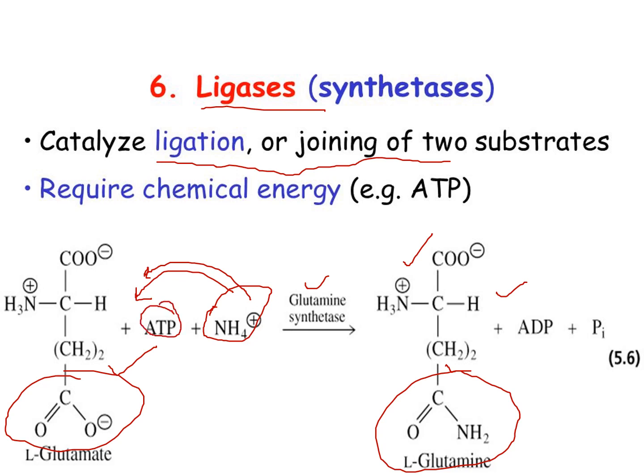So these are the 6 major classes of enzymes. With this the enzyme classification part is over. In the next class we will see the working mechanism of enzymes.